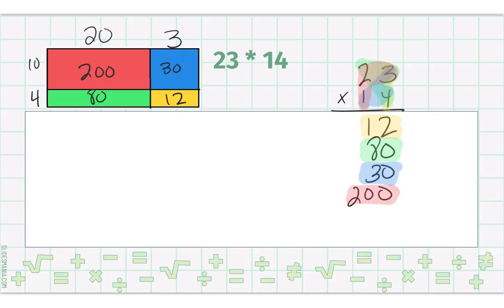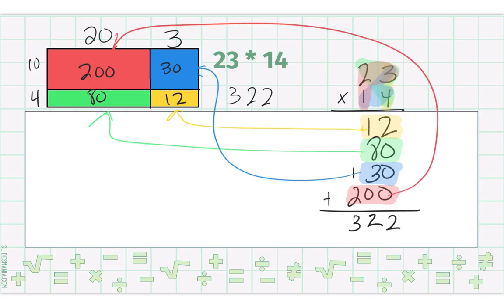Once I multiplied all of my parts, I want to add my products together. So adding in the ones place is 2. 10 plus 80 plus 30 is going to give me 120. So I'm going to write my 2 there. And then 1 plus 2 is 3, which gives 300. So I get the answer of 322. Now, if you're paying close attention, you'll notice that my partial products match the boxes in my area model.